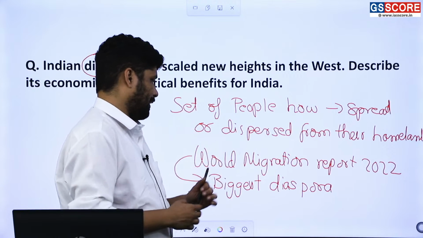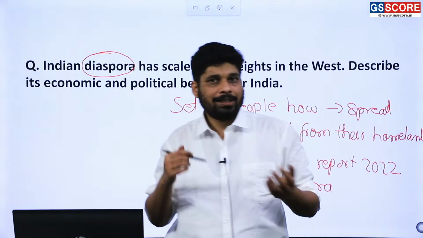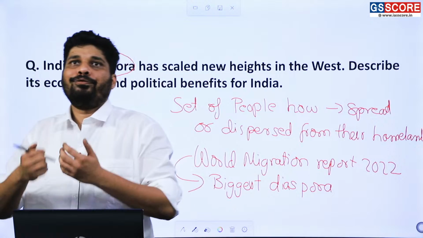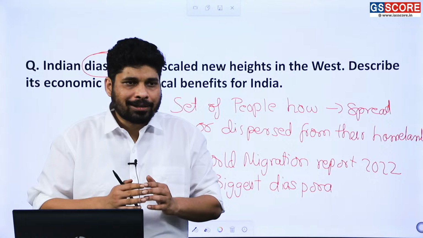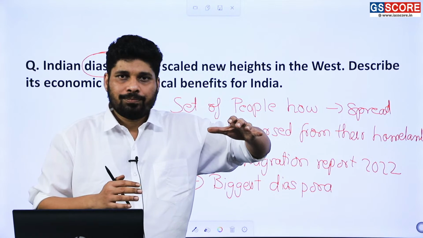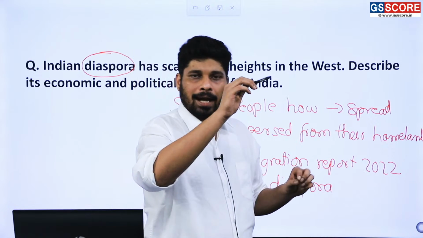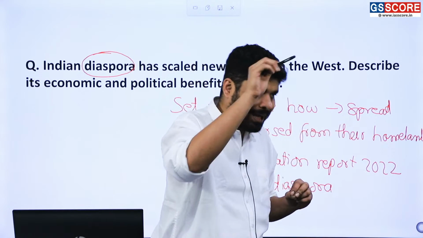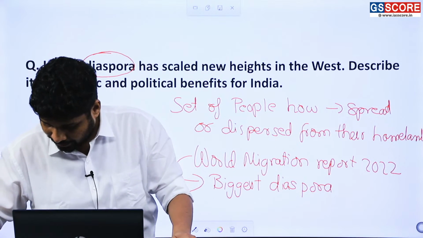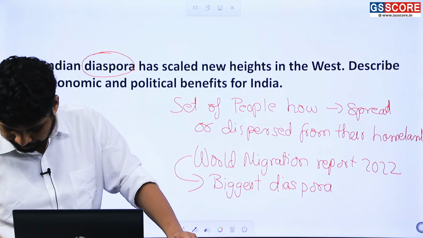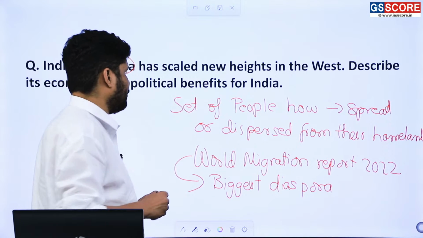So it is the biggest diaspora in the world, and because it is the biggest diaspora in the world, obviously it has influence, and this influence has increased with Indian diaspora positioning itself at important points politically and economically in the western countries. Chalo, now let us move on to what to write in the main body of the answer.